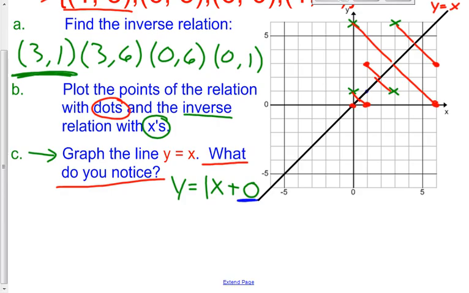You can almost kind of picture it this way. Think of the grid paper as being a piece of paper, and this as being a fold.